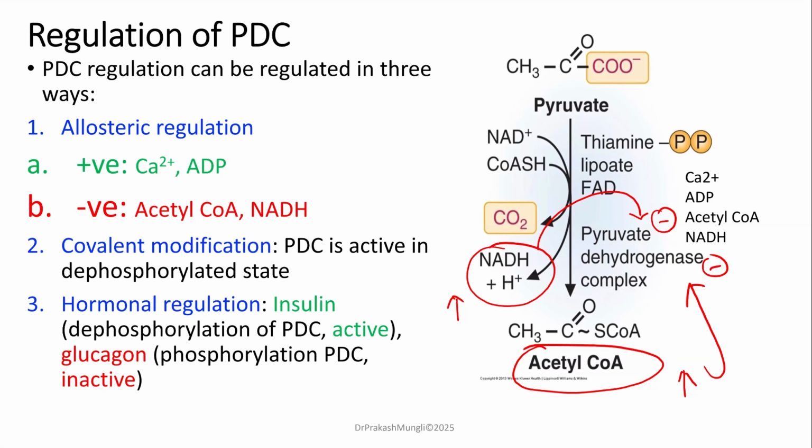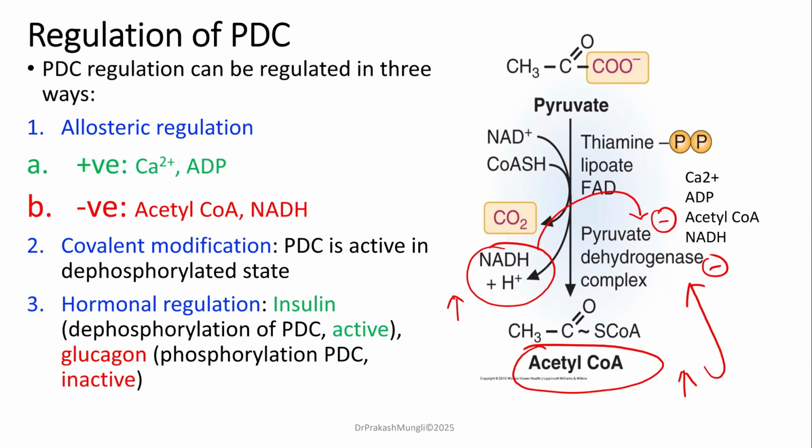It's not that it will have this effect immediately; only when it builds up to a certain threshold level will it have a feedback negative effect. The same thing happens on pyruvate dehydrogenase complex. That's why, in allosteric regulation, the negative modulators are acetyl-CoA and NADH. Make sure you remember this. It's a very simple fact, but sometimes you may forget it. So always remember, when NADH builds up or acetyl-CoA builds up, it will have a negative effect on pyruvate dehydrogenase complex. Thereby, pyruvate is not going down into acetyl-CoA.